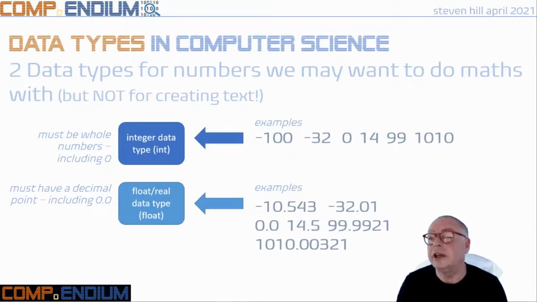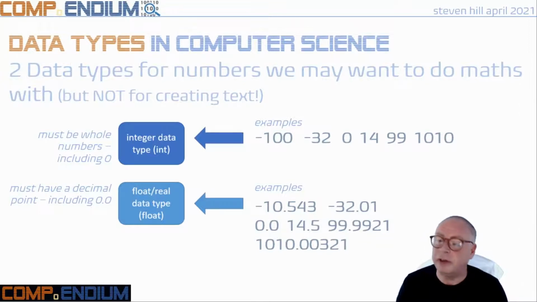Now conversely, if we need to do maths with numbers that do have a decimal point, in other words, they have a fractional component, then we represent or associate those types of numbers for doing maths with the float or real data type. Okay, 2 different names for what is basically the same data type. Some people say it's the float data type, some people call it the real data type. Doesn't really matter, it's the same thing.